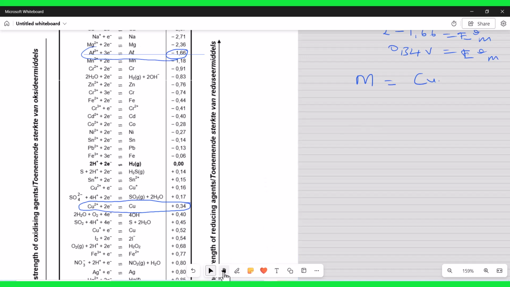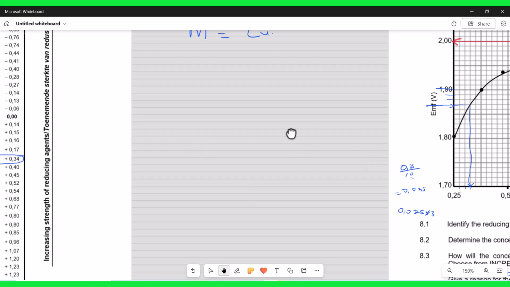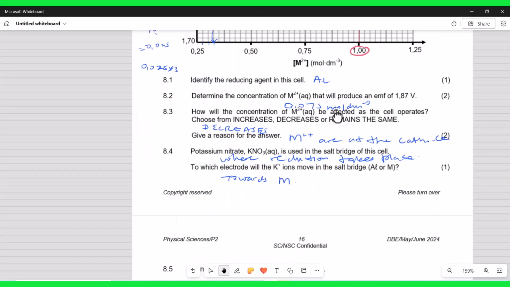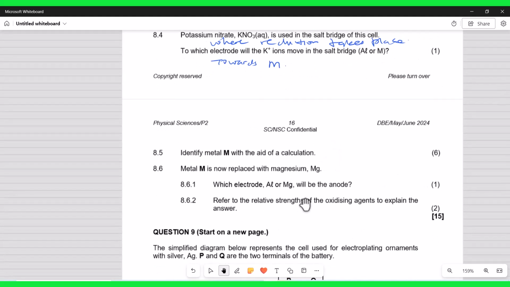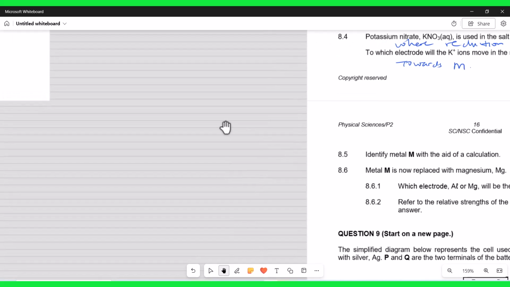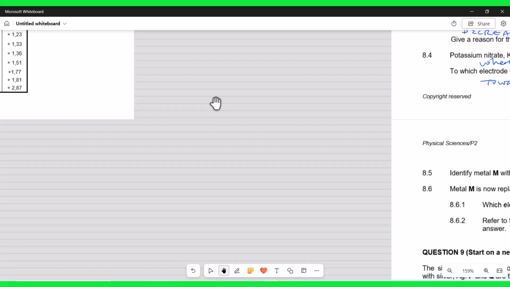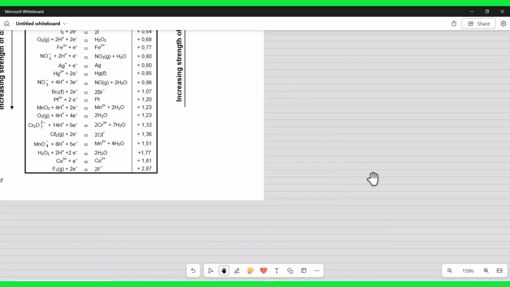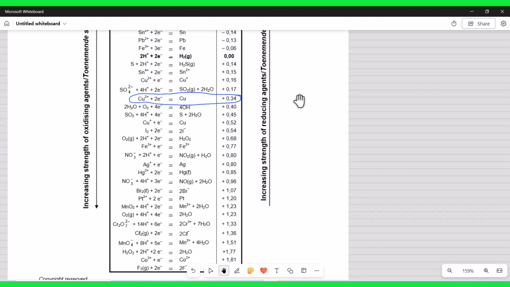What else do we need? What else do they want now? They say that metal M is now replaced with magnesium, that's Mg. Which electrode, aluminum or magnesium, would be the anode? So now this cell contains aluminum and magnesium, okay? So which of the two is going to be the anode? So we go back to our table of reduction potentials to compare aluminum and magnesium, okay?